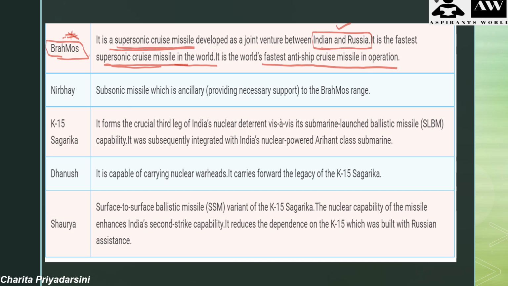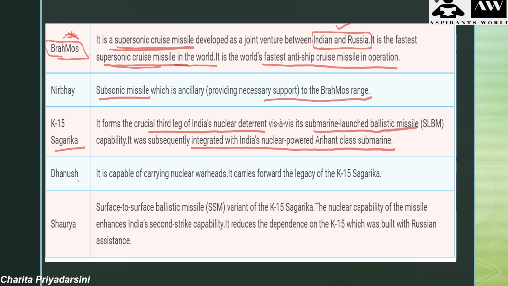And Nirbhay, on the other hand, is a subsonic missile, as we have seen in an earlier slide also. Nirbhay is a subsonic missile which provides the necessary support to the BrahMos range. So it is the subsonic missile category. The Sagarika, on the other hand, forms the crucial third leg of India's nuclear weapons, and it is a submarine launched ballistic missile. It was subsequently integrated with India's nuclear-powered Arihant class submarine. So this is the Sagarika category.